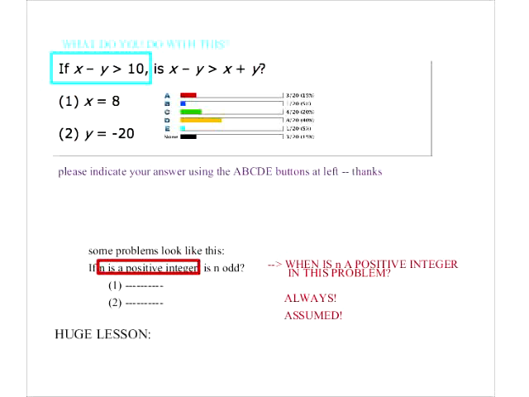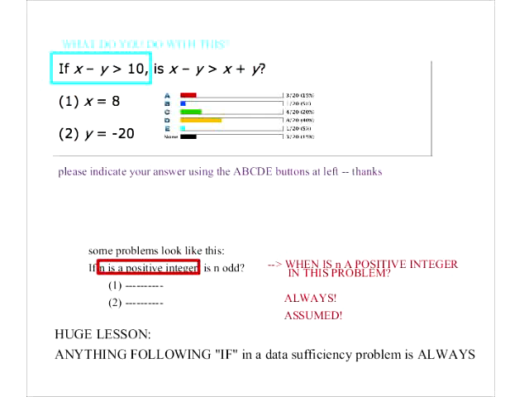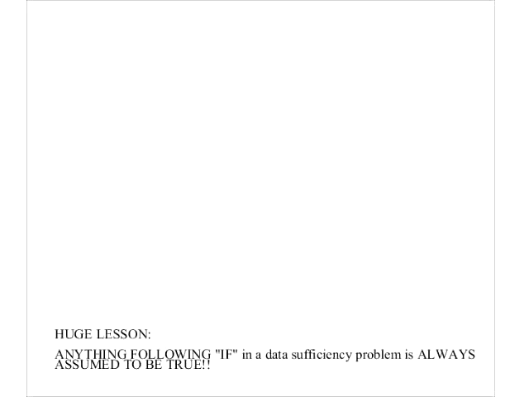Anything following if in a data sufficiency problem is always assumed to be true. In other words, in this whole problem, you assume that n is a positive integer. We'll come back to this problem in a second, but let's show you how to rearrange this. Let's do a general template for this sort of thing, because you're going to want to rearrange the question.